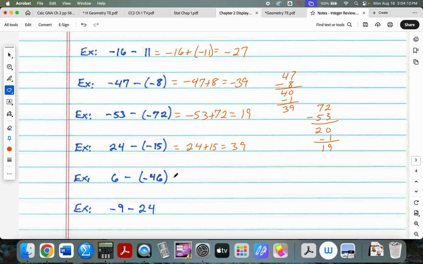All right, Mia, tell me how to rewrite this next one, please. 6 plus positive 46. Yeah, 6 plus positive 46. I'm just going to add those together. 6 and 6 is 12, plus 40 is 52.